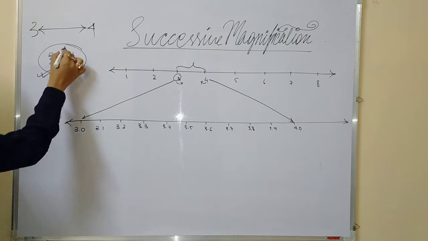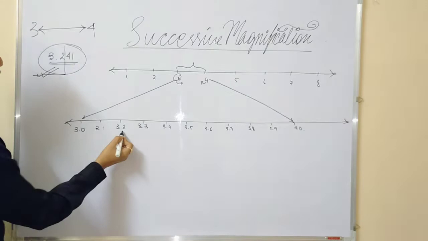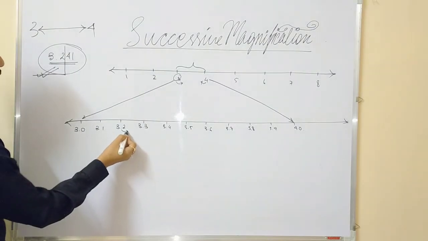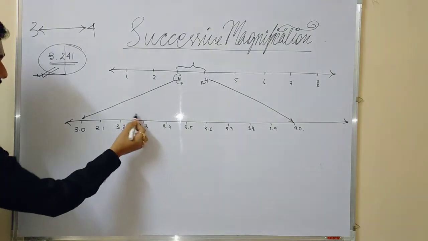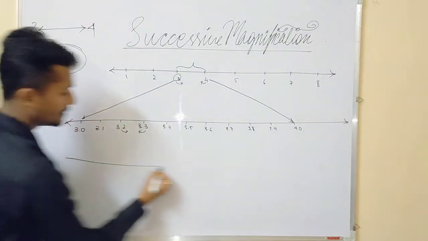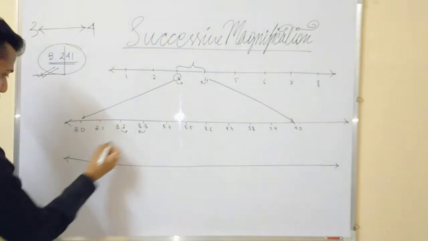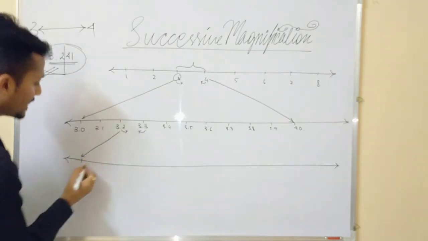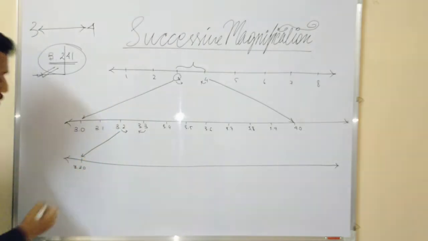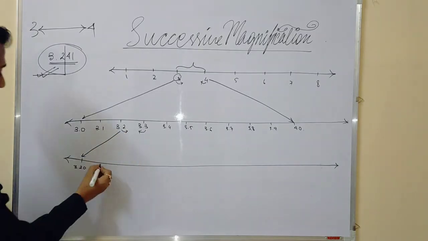Now 3.241, where does it lie? 3.2. Till here you see 3.2. 3.241 is more than 3.2 but less than 3.3. That means it will lie somewhere over here. That means this particular part we are going to magnify. Can I write 3.20? 3.2 means 3.20.